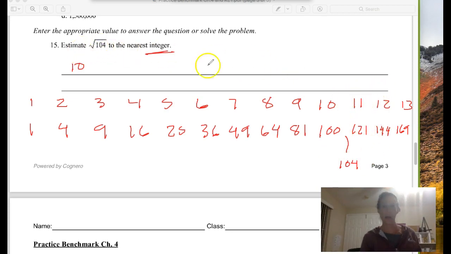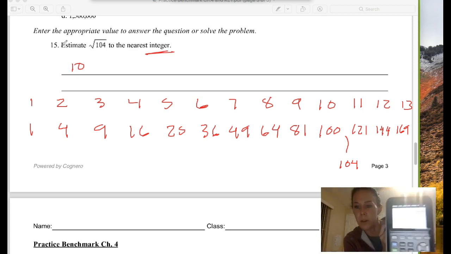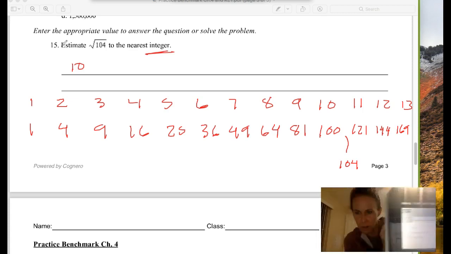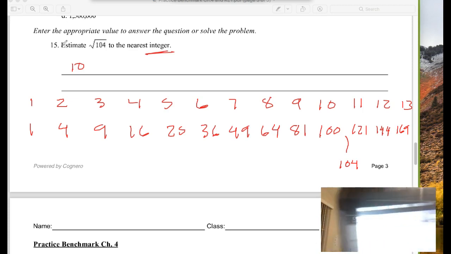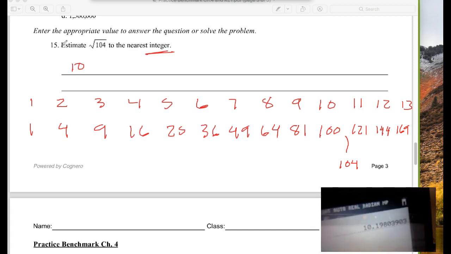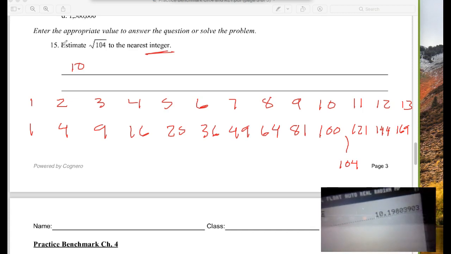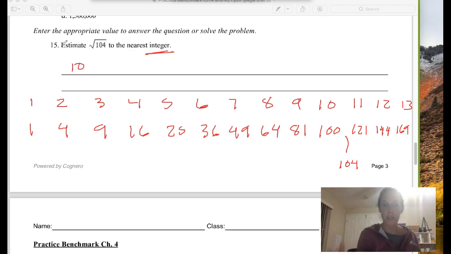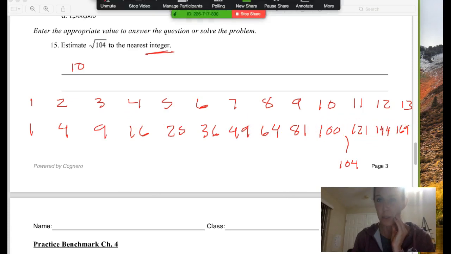Now, if you want on your calculator to square root 104, go ahead. Go second square root 104 on your calculator, and it's going to give you 10.19803, or approximately 10.2. So you can see that's much closer to 10 than 11. All right, but know your perfect squares. Write them out like this if you need to. All right, on to the numbers.